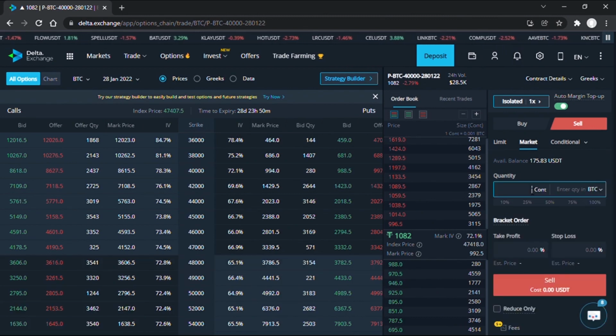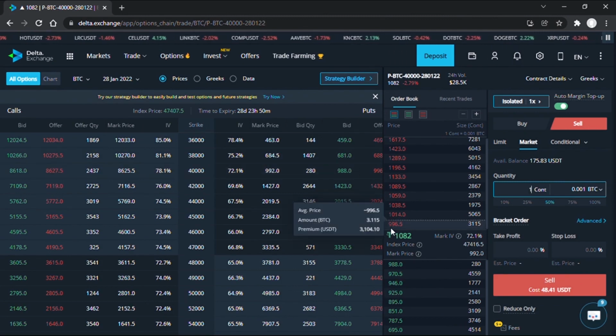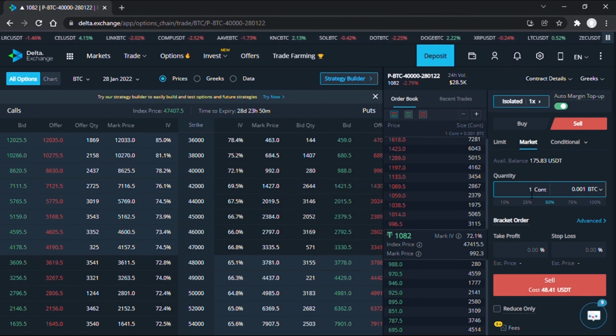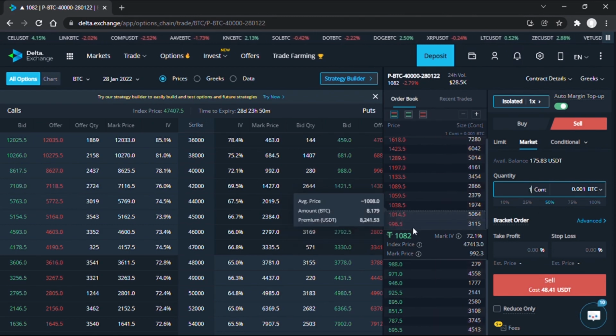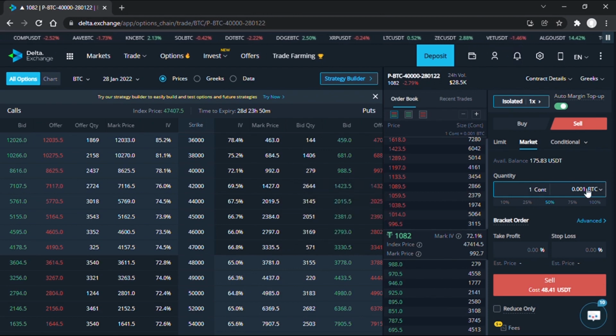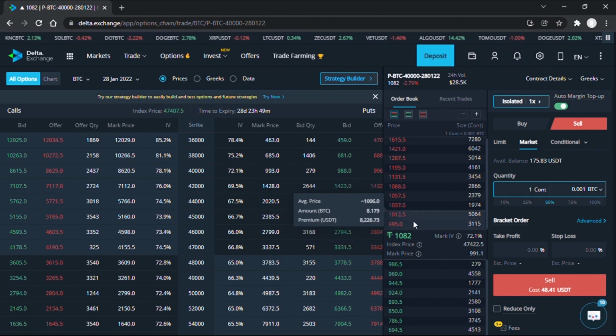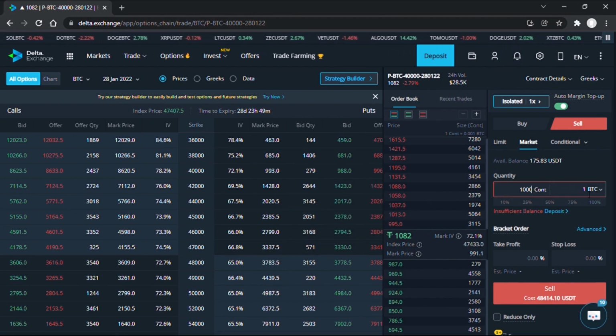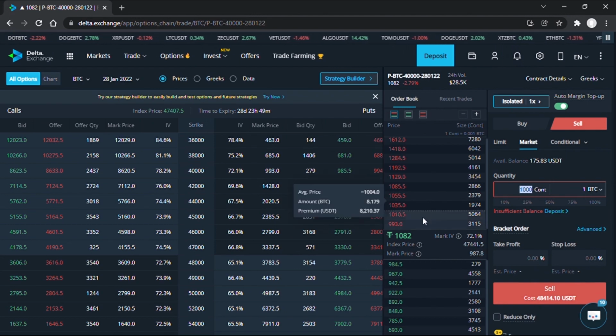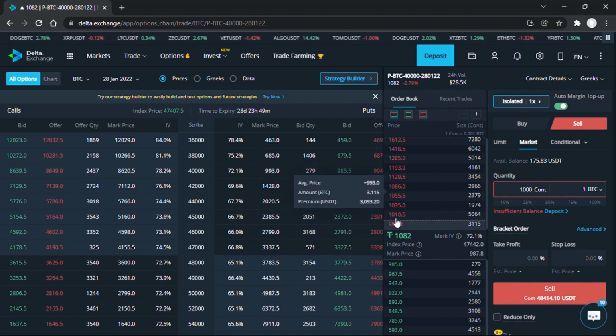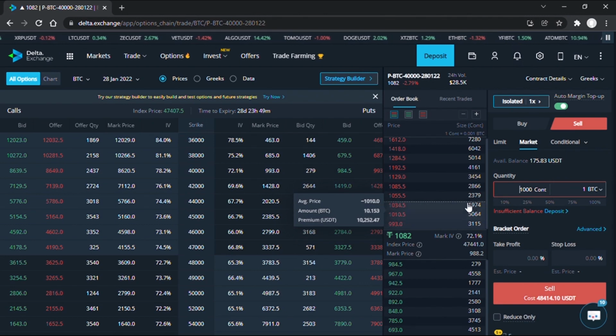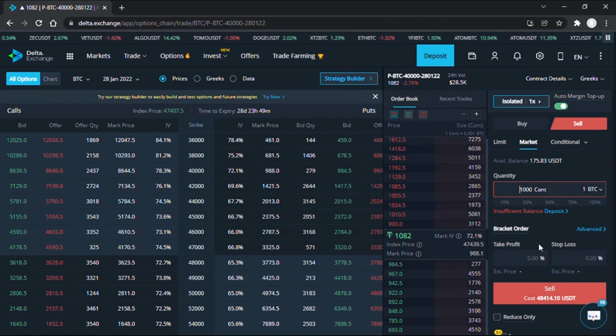For one contract I'm entering the 40,000 put option, and it is trading at the current seller price of around 1000 USDT. If you enter one, then you won't get 1000 USDT, you will get only 1 USDT, because it is 0.001 BTC. So you have to multiply this by 1000. For one lot you have to enter 1000 contracts, which is 1 BTC or 1 ETH. That's when you will get the complete amount. If you sell 1000 contracts, then you will get 1000 USDT as your premium. To sell 1 BTC, you would need around 50,000 USDT without margin.